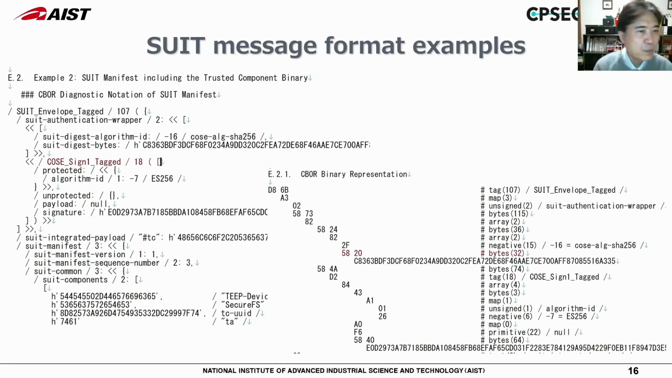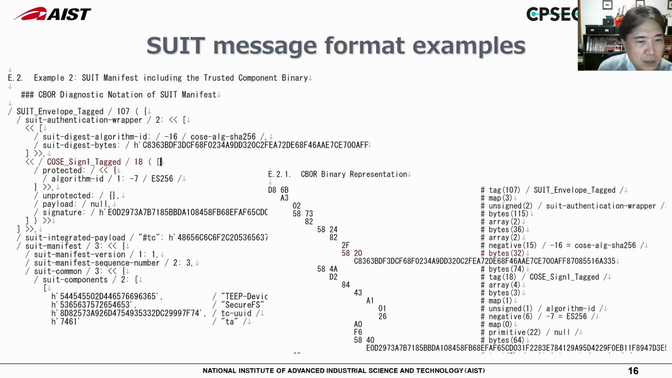And this is the second example in a SUIT manifest and TEEP message. The left side is CBOR diagnostic notation, and the right side is the one converted to binary with comments on it. Let me explain a little bit in the SUIT diagnostic notation. SUIT has an envelope. The SUIT manifest itself is going to be signed and verified in the TEEP devices when the SUIT manifest is received from the TAM.